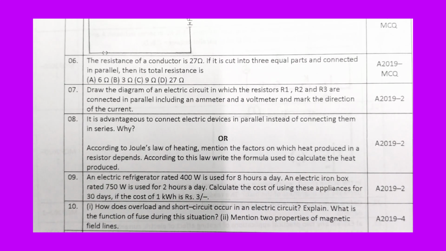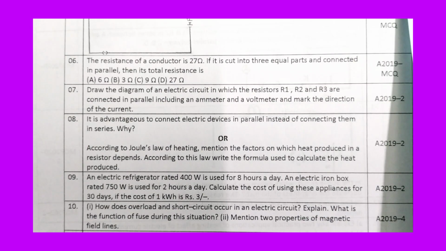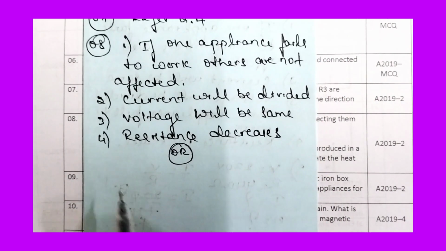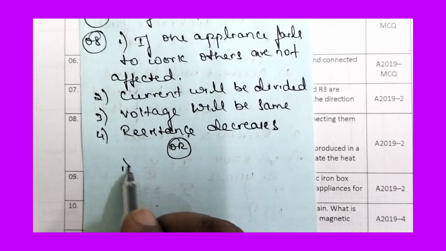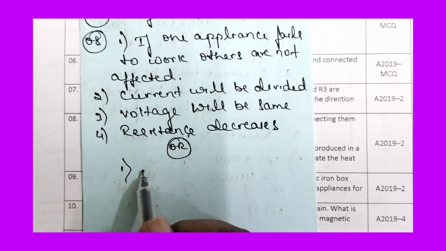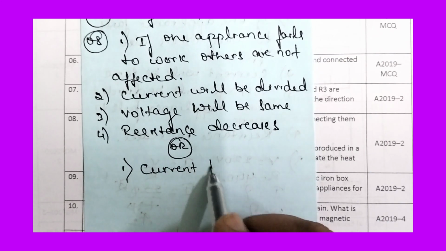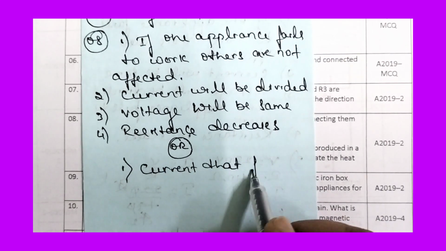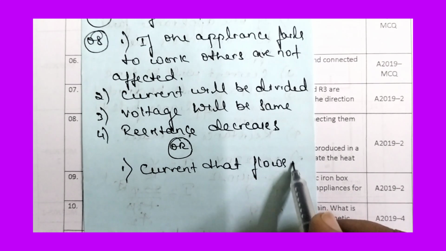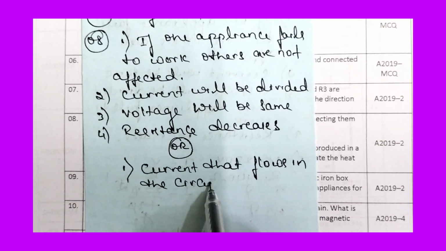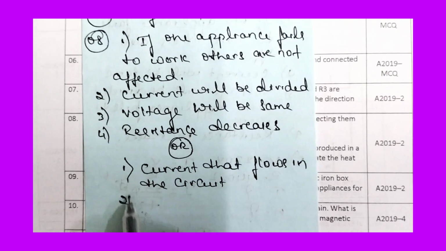ಸೊ ಜೌಲ್ಸ್ ಲಾ ಪ್ರಕಾರ ಹೀಟ್ ಪ್ರೊಡ್ಯೂಸ್ಡ್ ಇನ್ ಎ ಕಂಡಕ್ಟರ್ ಅಥವಾ ರೆಸಿಸ್ಟರ್ ಡಿಪೆಂಡ್ಸ್ ಆನ್ ವಾಟ್ ಫ್ಯಾಕ್ಟರ್ ಅಂತ ಕೇಳಿದ್ದಾನೆ. ಹಾಗಾದ್ರೆ ಯಾರ್ಯಾರ ಮೇಲೆ ಡಿಪೆಂಡ್ ಆಗುತ್ತೆ ಅಂತ ಬರೆಯೋಣ. ಸೊ ಇಟ್ ಡಿಪೆಂಡ್ಸ್ ಅಪಾನ್, ಮೊದಲನೇದು ಕರೆಂಟ್ ದಟ್ ಫ್ಲೋಸ್ ಇನ್ ದ ಸರ್ಕ್ಯೂಟ್. ದ ಕರೆಂಟ್ ದಟ್ ಫ್ಲೋಸ್ ಇನ್ ದ ಸರ್ಕ್ಯೂಟ್ ಮೇಲೆ ಡಿಪೆಂಡ್ ಆಗಿರುತ್ತೆ. ಇದು ಮೊದಲನೇ ಪಾಯಿಂಟು.